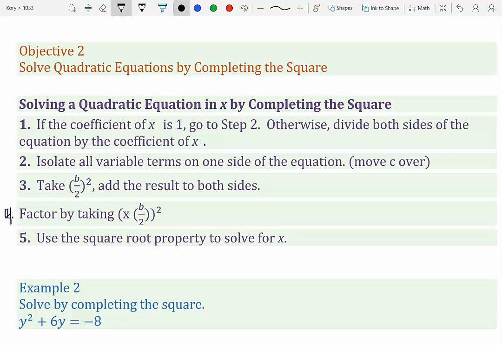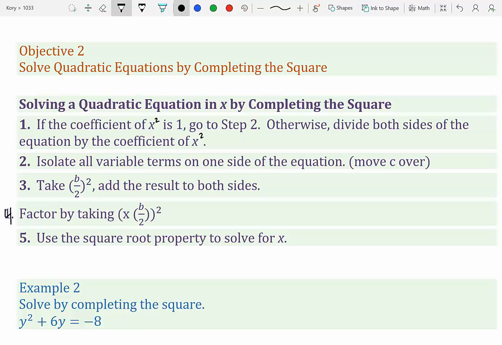To complete the square, if the coefficient of x squared is 1, go to step 2. Otherwise, divide both sides of the equation by the coefficient of x squared. Isolate all variable terms on one side of the equation. So you want to make sure all the variables are on the left, and that c, the number, you want to move it to the right. Then you take half of b and square it and add the result to both sides. And then you're going to factor.